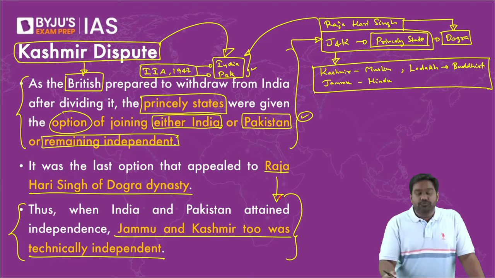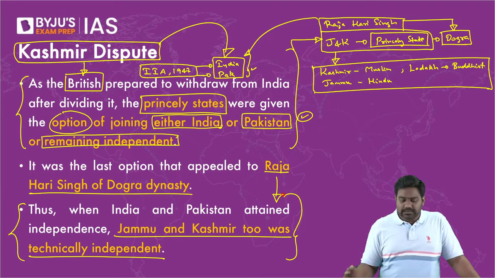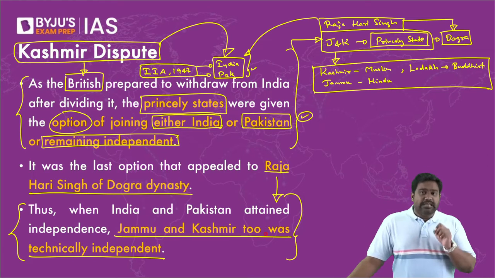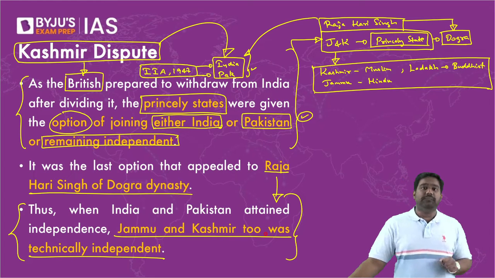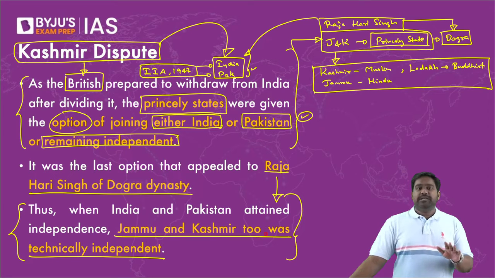Initially, he chose independence. He did not accede either to India or to Pakistan and opted for independence. So technically speaking, legally speaking, J&K was an independent country for a short period of time. It was neither part of India nor Pakistan. All right? So don't take offense to what I'm saying. What I'm saying is technically correct.